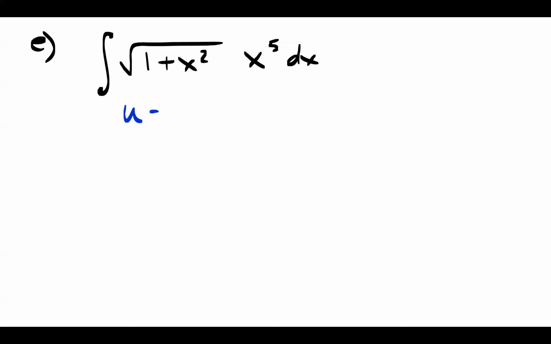Here it is. I'm still going to have u as 1 plus x squared. And then we're going to have u and du. du is going to be 2x dx. No problem there. So far, so good. So here's our little problem. There's no way I can get a 2x dx out of x to the 5th dx.